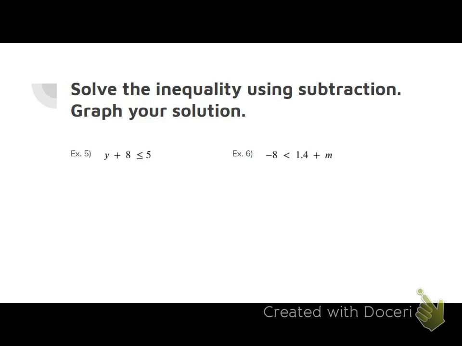5 and 6 are going to be similar, except this time to get the variable alone, we will have to use subtraction instead. So this time we're undoing addition. So we're trying to get rid of the 8. We're adding it. -8. So we would use a -8. Yes, I'll write them bigger. Y plus 8 less than or equal to 5. This one is -8 is less than 1.4 plus m. So yes, to get the variable alone this time we use subtraction.